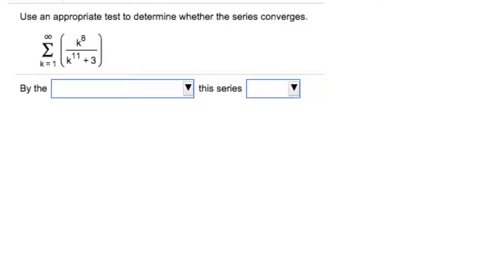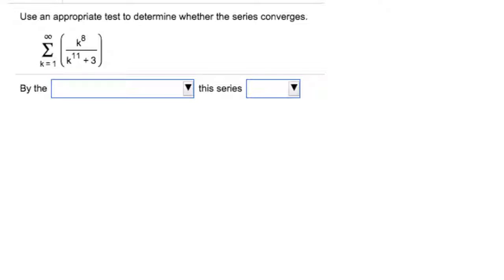Here's the solution to problem number 16 from section 8.5. And again, we're looking for just a test to decide whether the series converges. And there really is more than one way to do a lot of these problems. But let's take it through the sort of basics here.